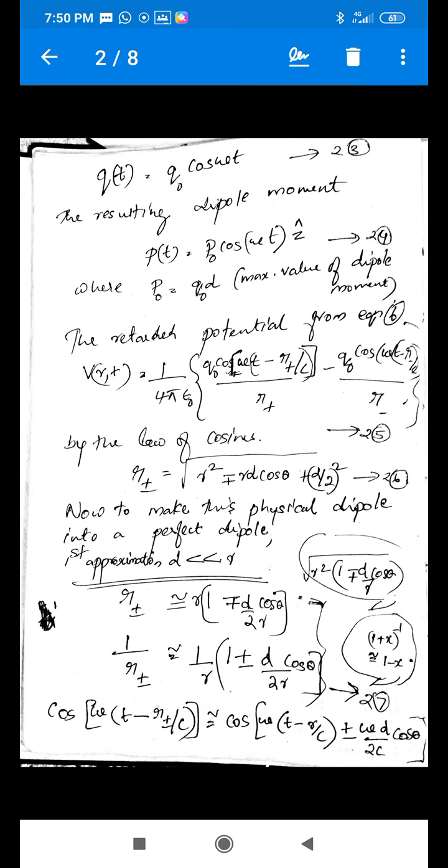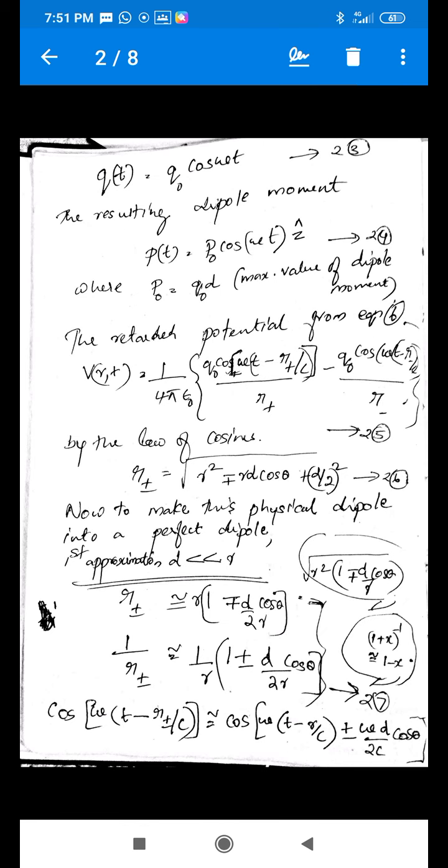So q0 is the maximum value of charge, and the dipole moment p of t is charge into displacement, and that will also have a maximum value, so p of t is p0 cos omega t, where p0 is q0 into d, the distance. So the maximum value of the dipole moment is p0. So p0 cos omega t z cap. The dipole has a direction, and it is in the direction of the z axis. Understood? Okay. So we now have p and q at time t.